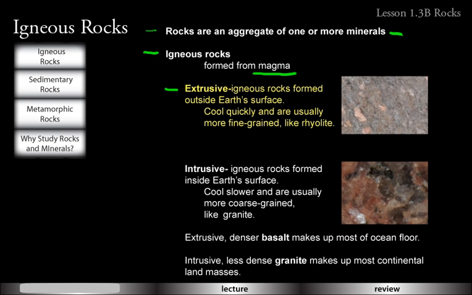They cool quickly. They're usually more fine grained, like rhyolite. That's what this is in this example here. Because they cool faster, there's not as much time for individual mineral crystals to get bigger, to grow. But an intrusive igneous rock, that's formed inside the Earth's surface. They cool slower. They're usually more coarse grained. You see these coarse chunks in there.